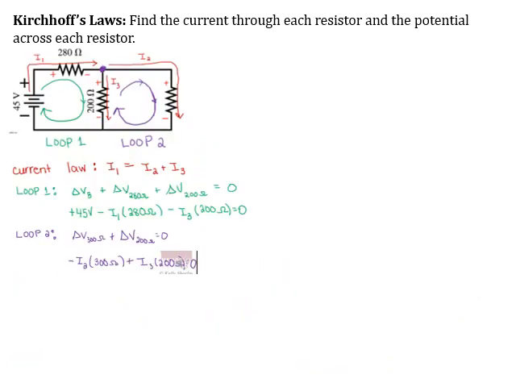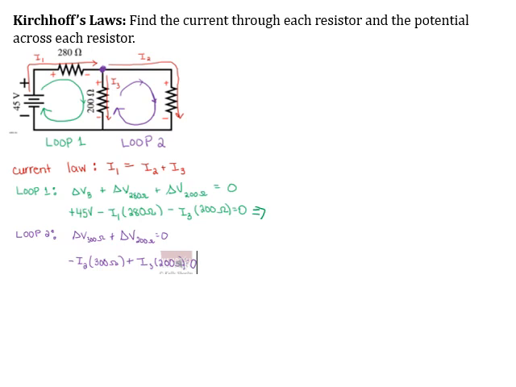As we go through our algebra now, let's solve our equation from loop 1 for I1, and we're going to plug that into our equation for our current law. Then we'll come to our equation for loop 2. We'll solve that for I2. We'll plug that in as well, and then we'll be able to solve our problem.